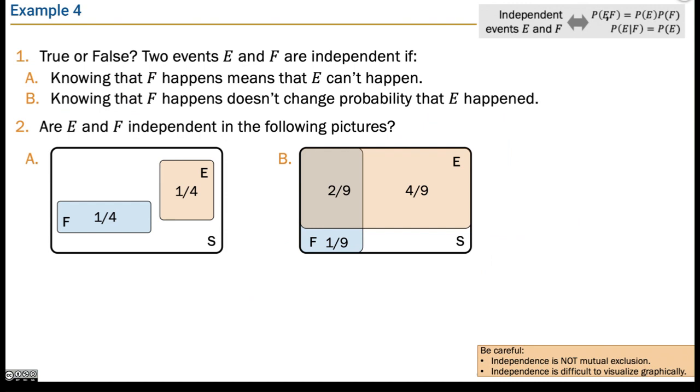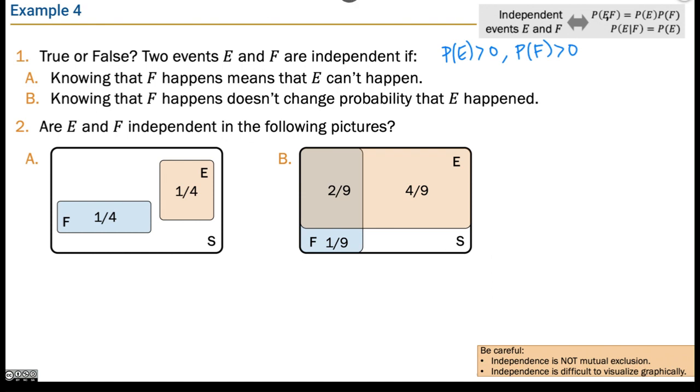All right, our last example is going to clarify some common misconceptions. So first, suppose you have two events, and let's assume that the probability of each of them is greater than 0. We're going to just start with that. Given that, is it true that they're independent if knowing that F happens means that E can't happen, or knowing that F happens doesn't change the probability that E happened? So think through both of those first, and we'll come back.